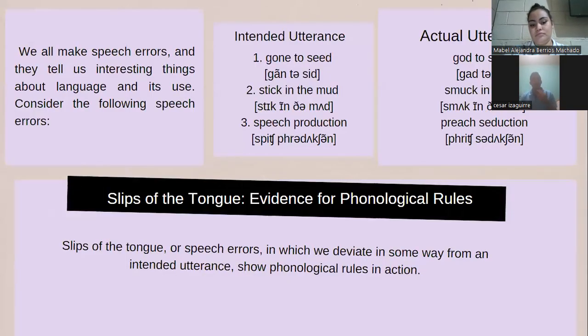And slips of the tongue, evidence of phonological rules. We all make speech errors and they tell us interesting things about language and its use. Consider the following speech errors. For example, in the intended utterances, we are going to send, stick in the mouth, a speech of tradition. In the actual utterances, go to sin, smoke in the teeth, excuse me, and great seduction. Slips of the tongue are speech errors or mistakes in which we deviate in some way from an intended utterance. They show phonological rules in action.